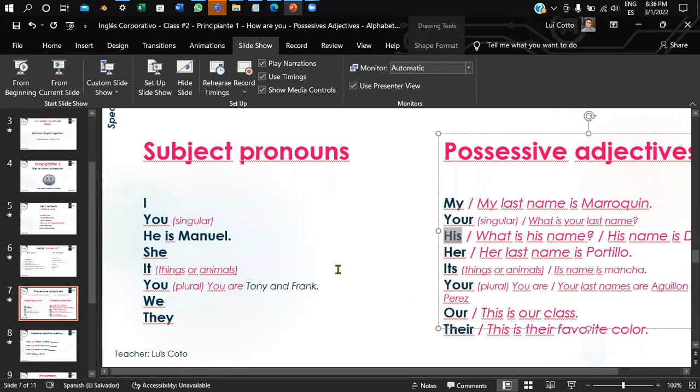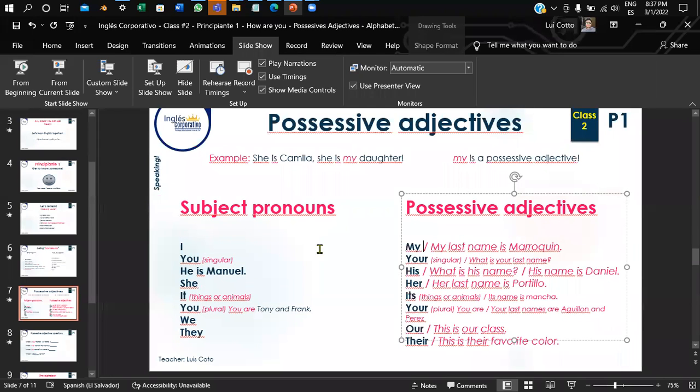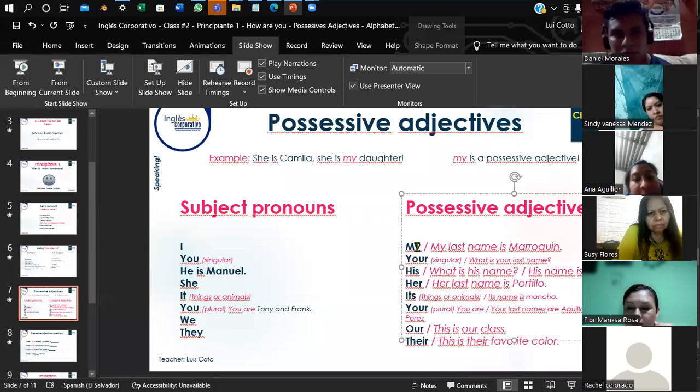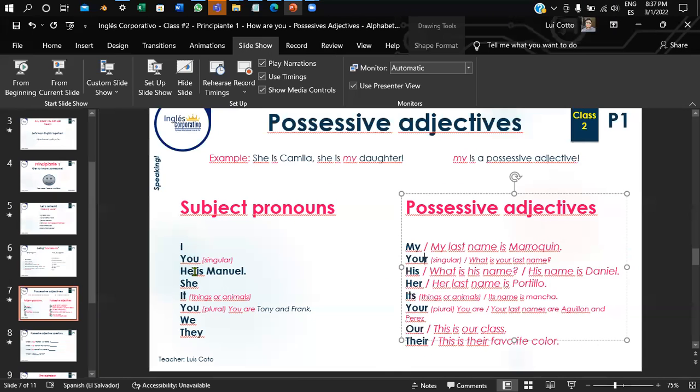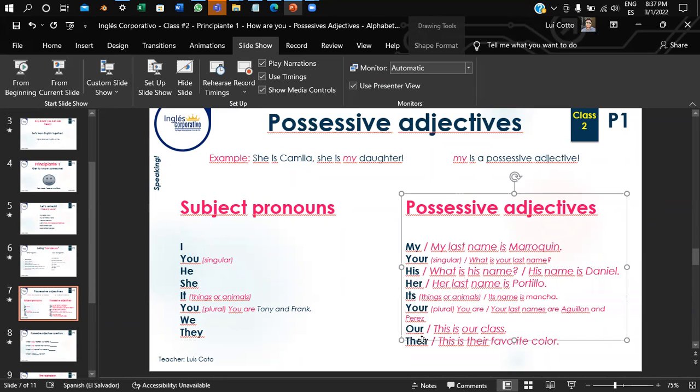Okay. What you need to check is the subject pronoun with the possessive adjective. I, my, let's repeat. I, my. You, your. He, his. She, her. It, its. We, our. And they, their. They. Okay. That is the way.